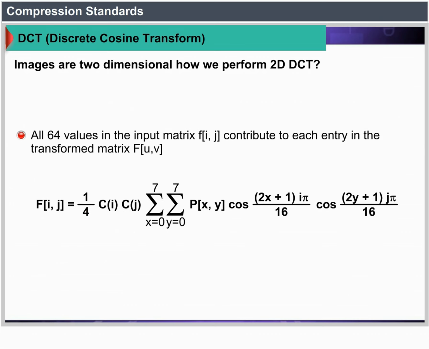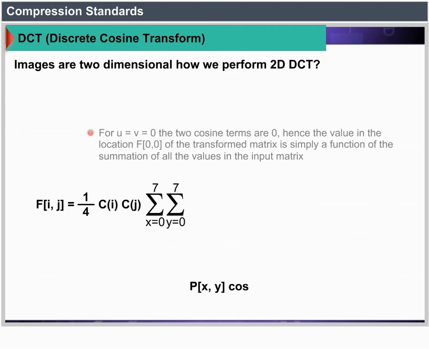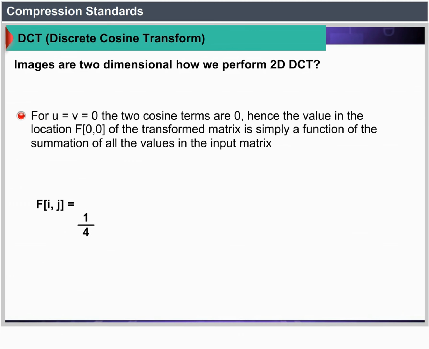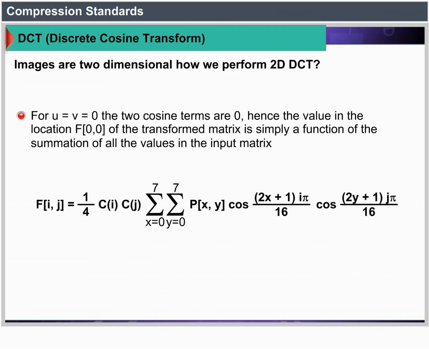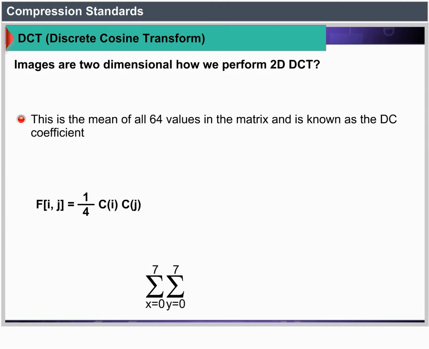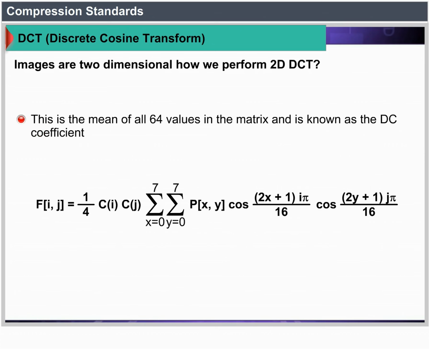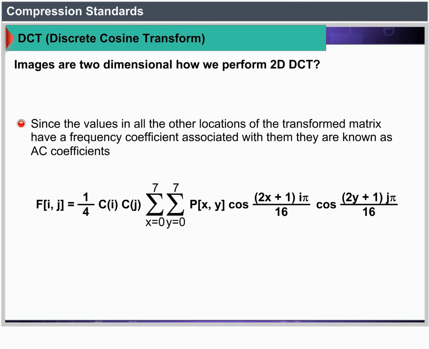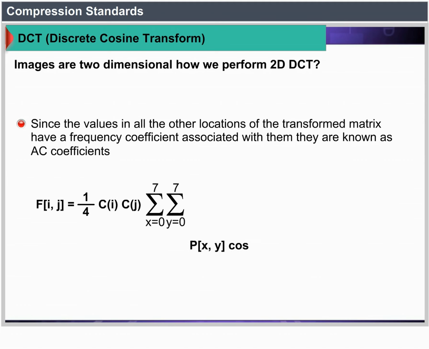All 64 values in the input matrix f(i, j) contribute to each entry in the transform matrix F(u, v). For u equals v equals 0, the two cosine terms are 0, and hence the value in the location F(0, 0) of the transform matrix is simply a function of the summation of all the values in the input matrix. This is the mean of all 64 values in the matrix and is known as the DC coefficient. Since the values in all the other locations of the transform matrix have a frequency coefficient associated with them, they are known as the AC coefficients.